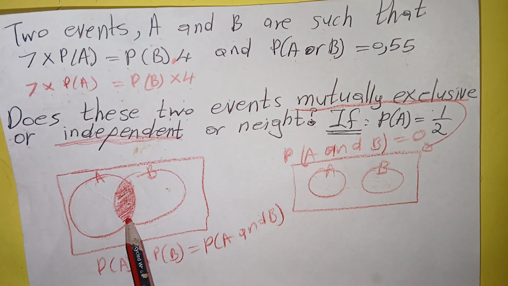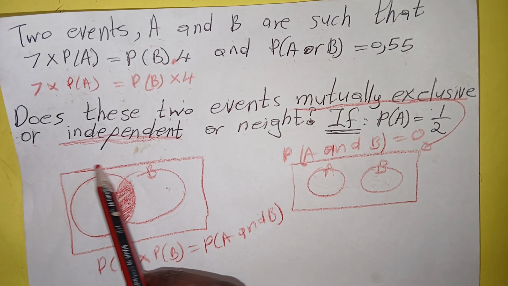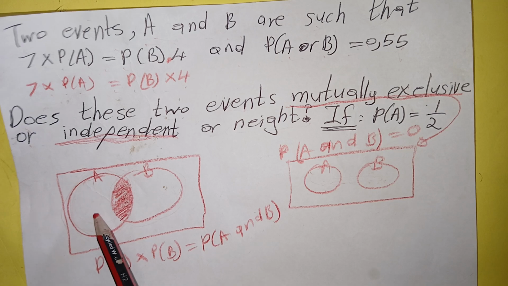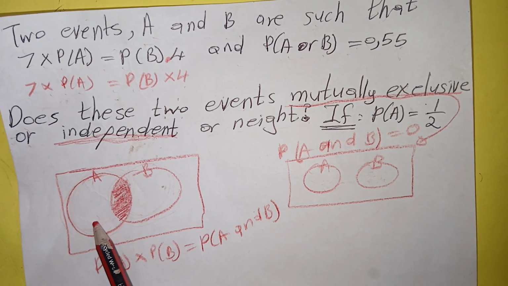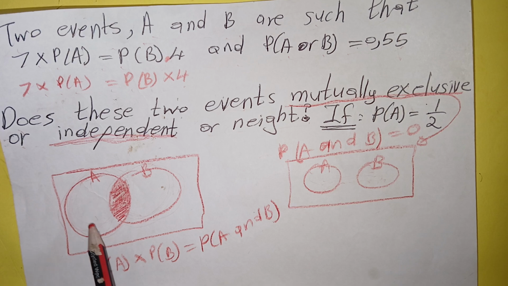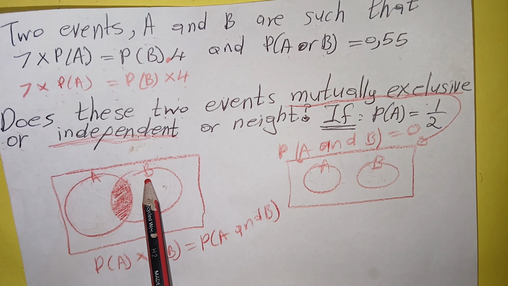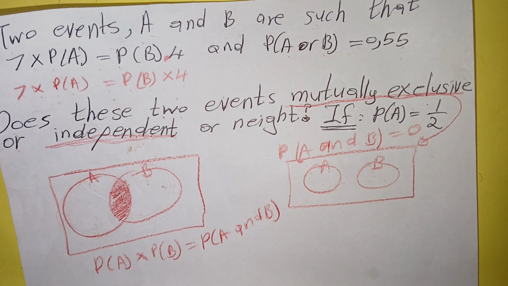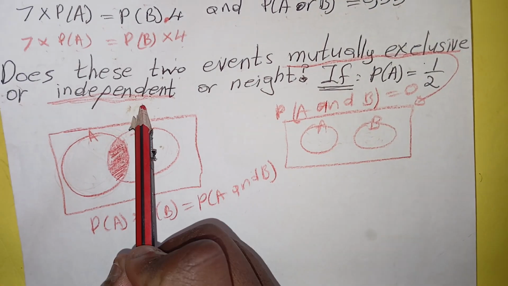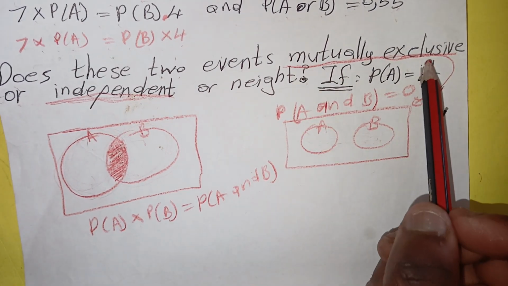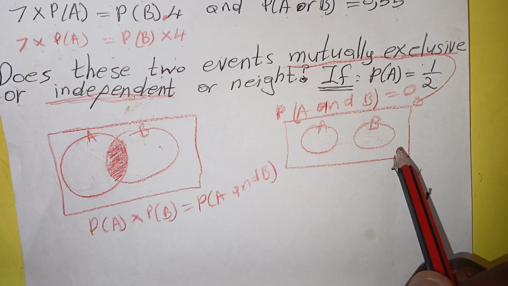This thing, it tells me what? It tells me that this event A does not depend on this one. Even this one does not depend on that one. It means that events A and B are independent. Do you understand? Yeah. So now, for me to confirm whether these two are independent or mutually exclusive, I must involve calculations.